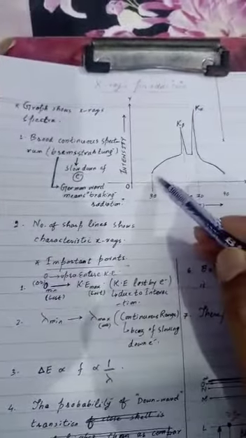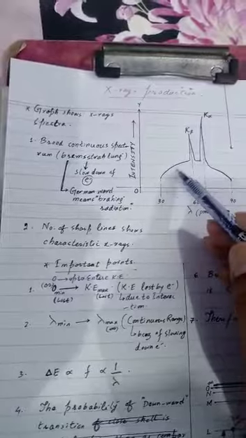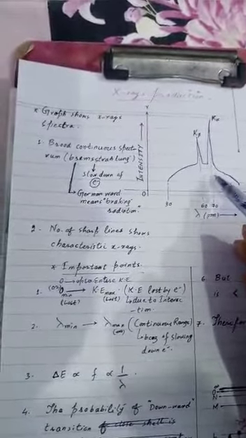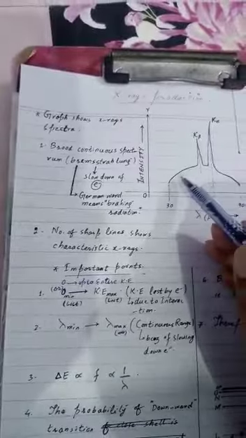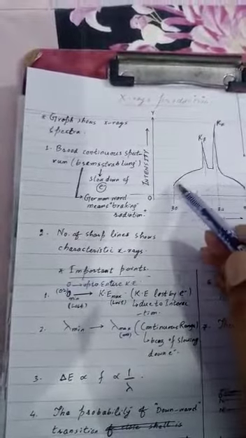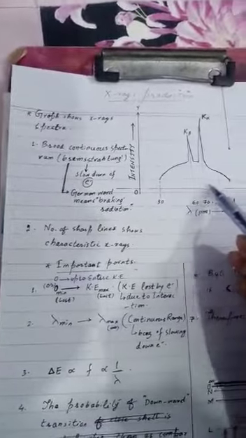So in this range we have deceleration produced. Somewhere we have a high deceleration, and somewhere we have a lesser deceleration because of the nuclear field, as the electrons are penetrating towards the target material. So when this happens, we have some range of wavelengths.